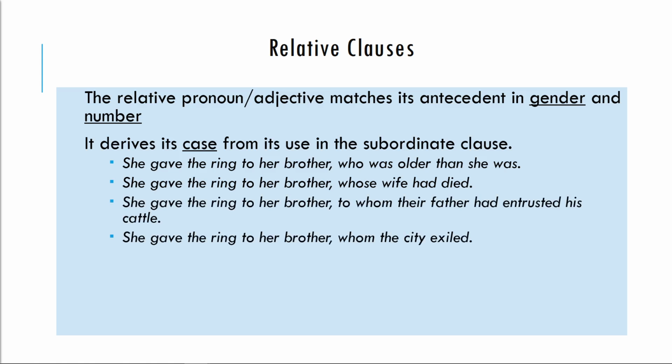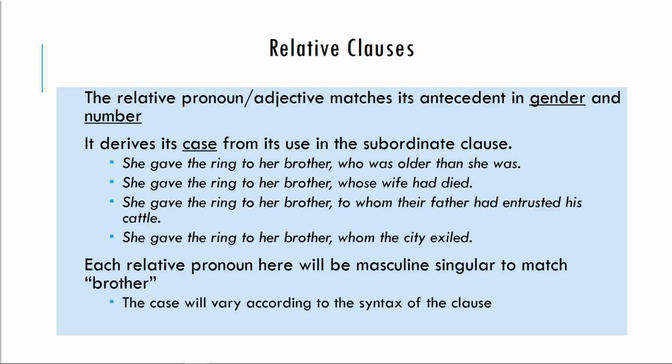We have the same main clause in each of these. We have the same antecedent of the relative in each of these. It's always the brother, but it's doing something different in each subordinate clause, so it is in a different case in each subordinate clause.